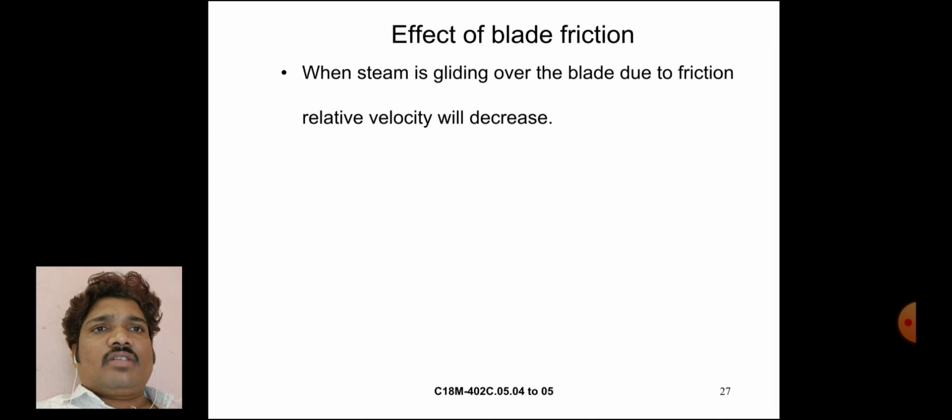Effect of blade friction. When steam is gliding over the blade, due to friction, relative velocity will decrease. VR2 is less than VR1.